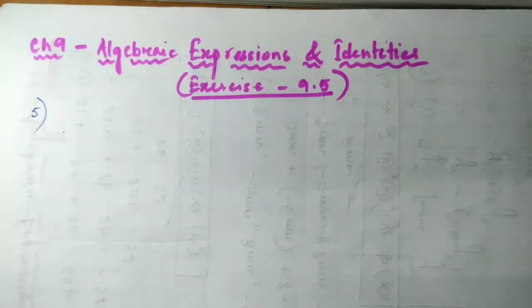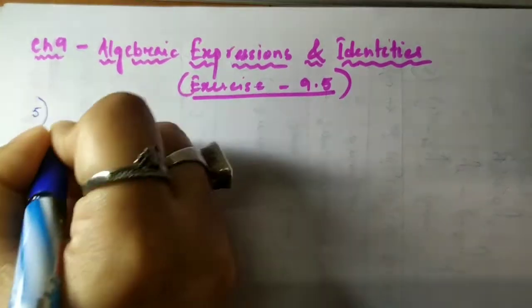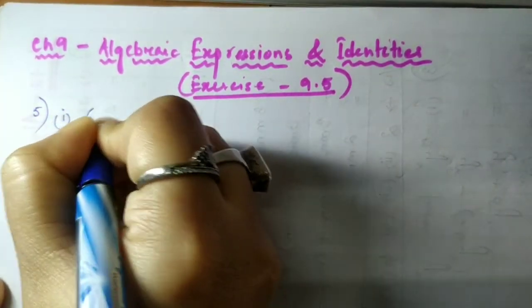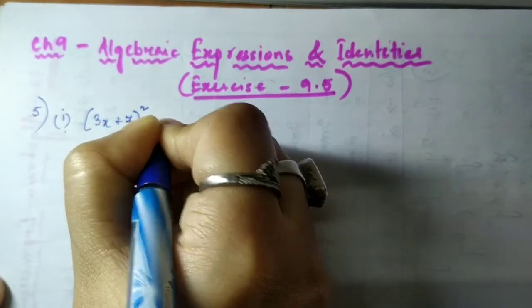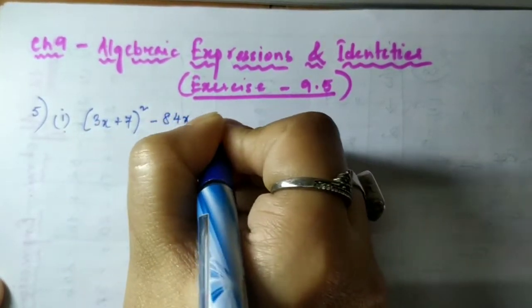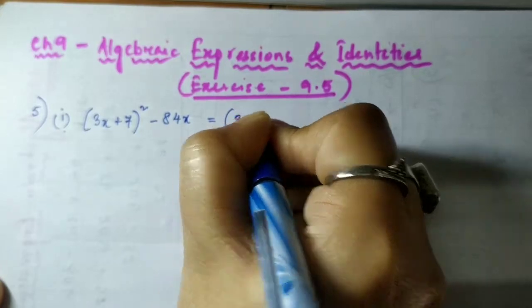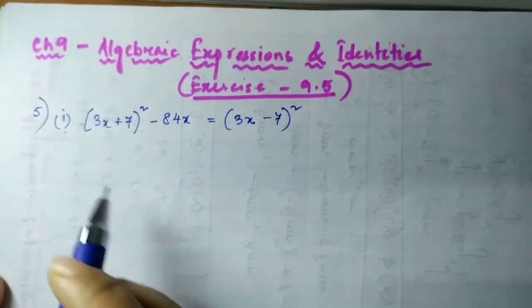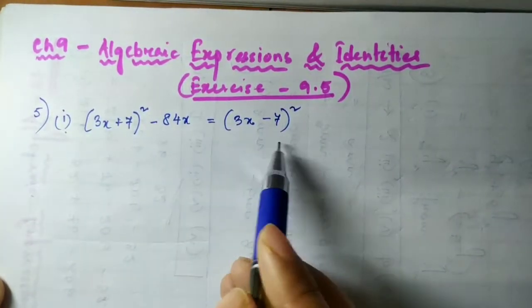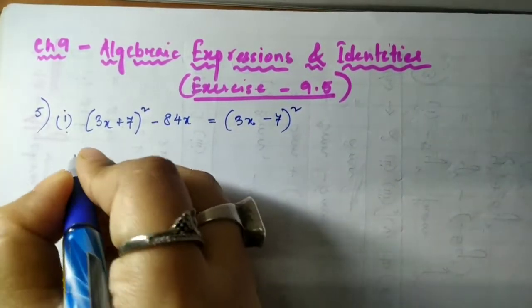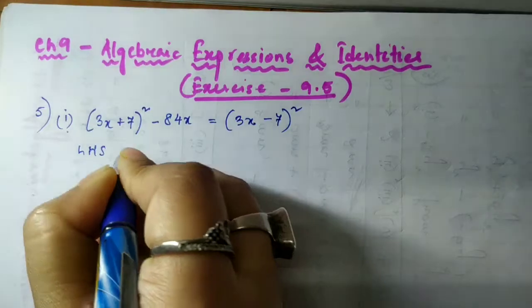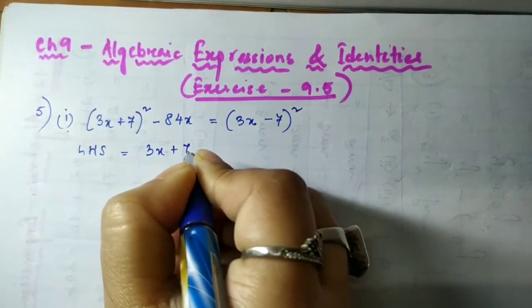Let's see this. In question number 5 it's given show that, which means we have to verify. The first question is (3x + 7)² − 84x = (3x − 7)². You can see this. So I have to find out the left hand side and right hand side, and if they are equal I can say that it's verified. So let's begin with the left hand side part. Left hand side is given as this.